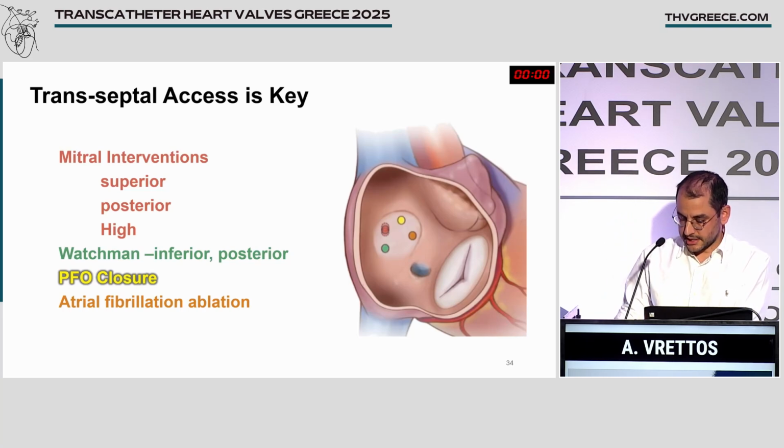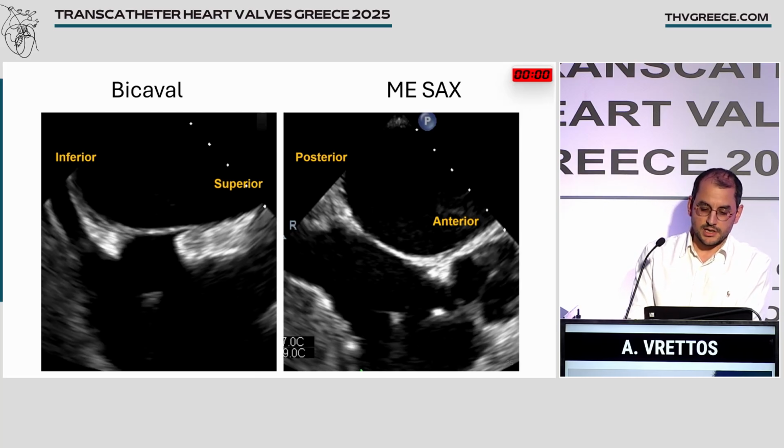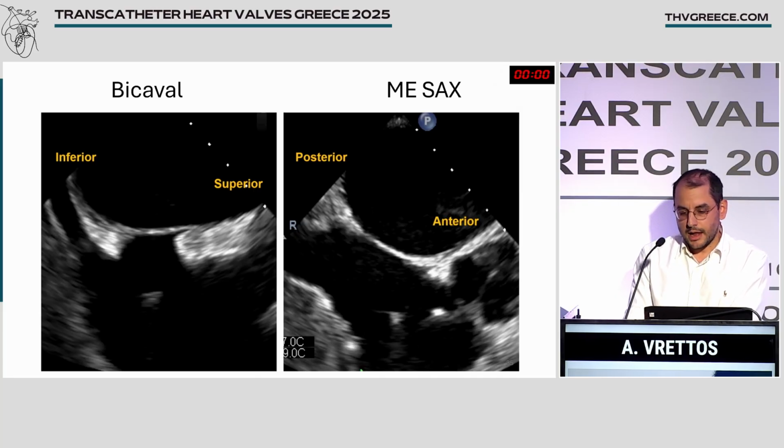Once transfemoral access has been obtained, the key to successful edge-to-edge repair is transseptal access. For mitral edge-to-edge repair, you want to be a little superior to maybe mid, definitely posterior and high in the fossa ovalis. How do you figure out where you are? You look at the SVC and the IVC in the bicaval view. Close to the SVC is the superior aspect of the interatrial septum, and near the IVC is the inferior part. Then at the mid-esophageal short axis, you look at the aortic valve, which is the anterior part of the septum, and the opposite wall is the posterior.